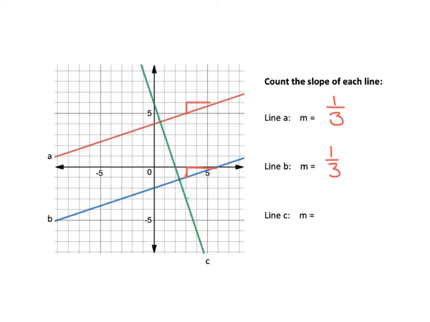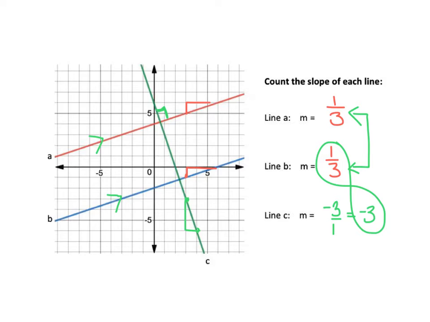And line C, if I find 2 points on here, I see down 3, right 1 would be a slope of -3/1, or just -3. So what relationships do you spot between A and B? Now hopefully you notice that these are parallel lines, and you can see that they have the same slope. Now line C is perpendicular to A and B. And notice the relationship between these slopes. They are opposites, meaning one is positive and the other is negative. They are also reciprocals of one another.